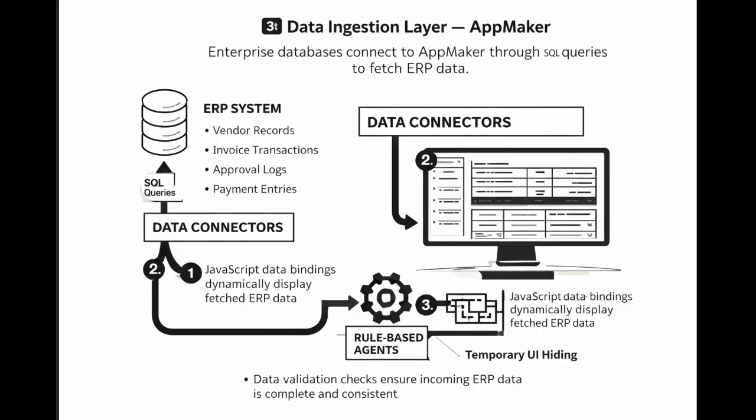So before analysis begins, the system performs data validation checks through some rule-based agents to ensure the incoming data is complete and consistent. During this stage, AppMaker also uses a few of its internal JavaScript properties, which temporarily hide the UI results while the background process is still happening. This prevents auditors from seeing incomplete data while the analysis is running.